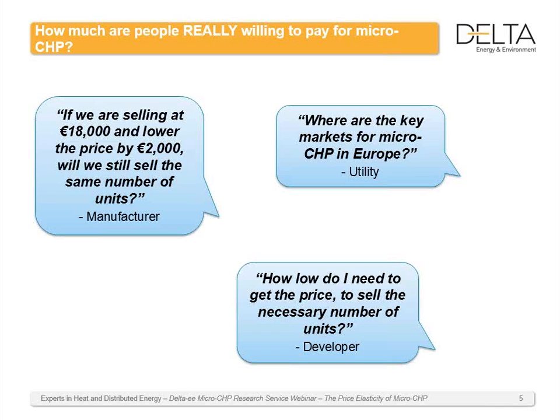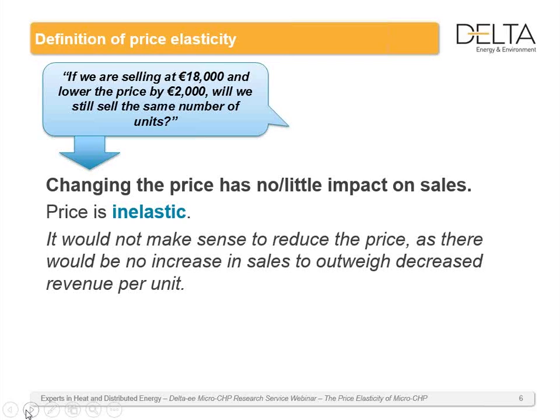So just a quick introduction on price elasticity. Price elasticity refers to the effect on sales from changing the price of something. So if you are aiming to sell a micro-CHP unit at 18,000 euros and you lower the price by, say, 2,000 euros, if no impact on your sales, then you say the price is inelastic. So lowering the price doesn't lead to any change in how willing people are to buy it. So in this case, it wouldn't really make sense to try and cut the price because you wouldn't see a corresponding increase in the number of units you sold.